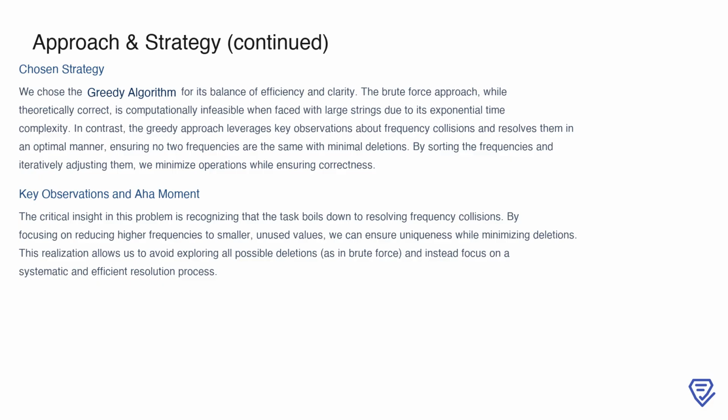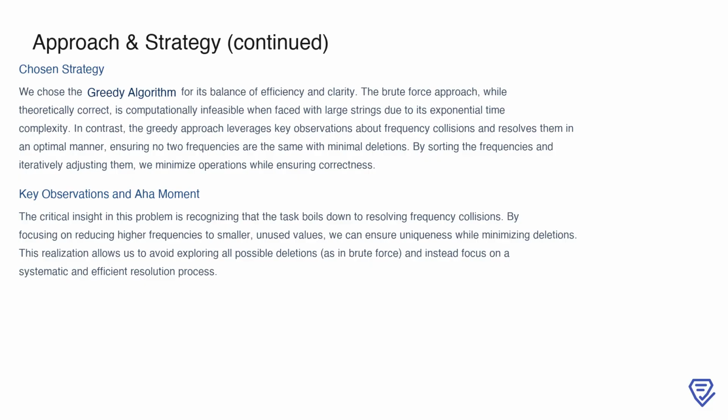While the brute force approach is conceptually correct, it becomes computationally infeasible for larger inputs due to its exponential time complexity. The greedy algorithm, on the other hand, strikes a balance between efficiency and ease of implementation. By focusing on frequency collisions and resolving them iteratively, it ensures that no two frequencies are the same while minimizing the number of deletions. The key insight here is that the problem can be simplified to managing these collisions by reducing higher frequencies to smaller, unused values. This systematic approach avoids unnecessary computation and guarantees correctness.